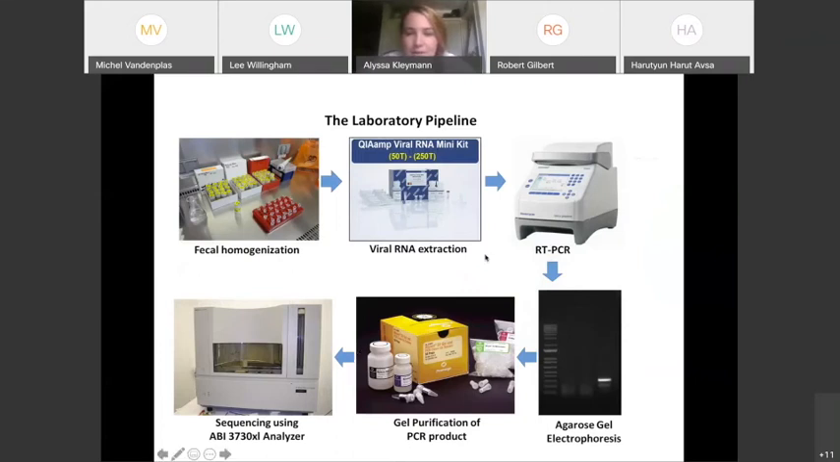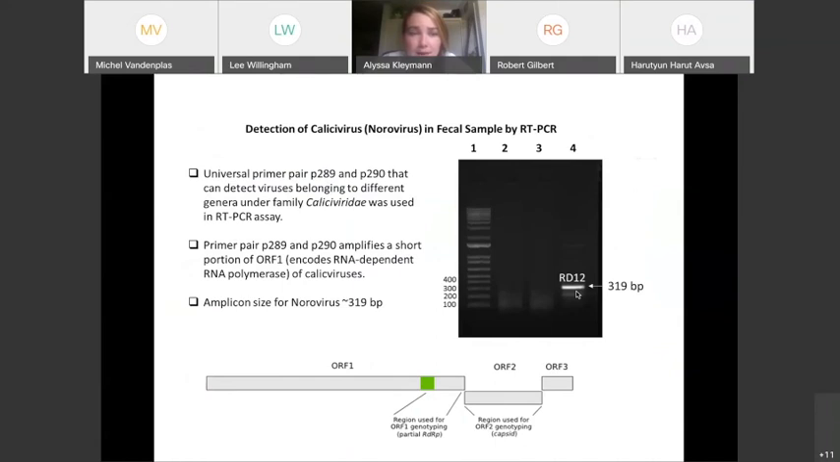I will go into the primers that we used because that is the only difference in this part of the project. The primers that were used to detect norovirus belong to the universal primer pair P289 and P290 that detect viruses belonging to different genera under the family Caliciviridae. These were used in an RT-PCR assay. This primer pair amplifies a short portion of the ORF1 that encodes for the RdRp of Caliciviridae viruses. The amplicon size for norovirus is about 319 base pairs, which is about what we saw on gel electrophoresis.